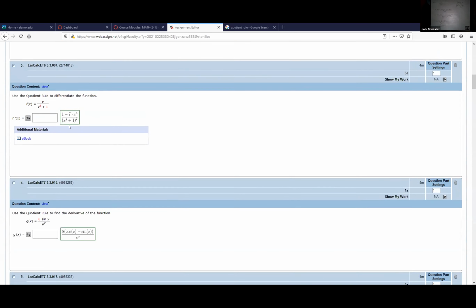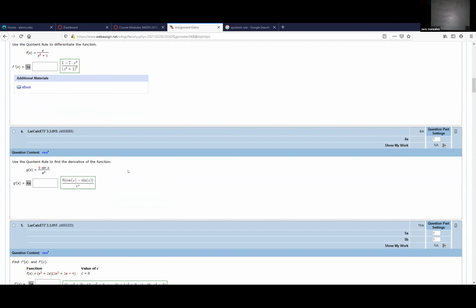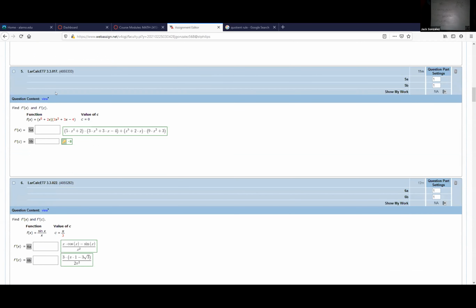So 3 and 4 are the same deal, just different functions, so I'm going to skip 4. For 5, all this is asking you to do is find the derivative. This is just like number 1. But after you do that step, you plug in 0 for C, in other words, for x. There's nothing really to do here.